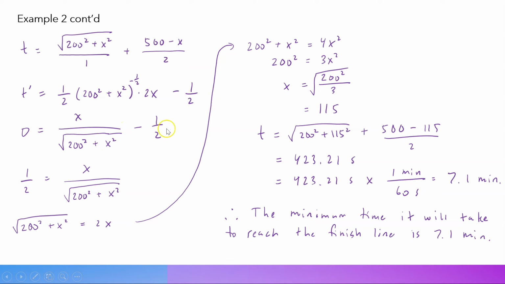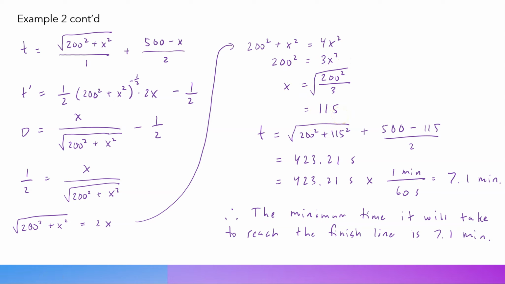The next step is to move the negative 1/2 over. Once we get the derivative, we set it equal to 0 to find critical values. So I moved the 1/2 over, I then cross multiplied, and then to get rid of the radical, the square root, I squared both sides. So I ended up with 200 squared plus x squared is equal to 4x squared. I then moved the x squared over to the other side. I got 200 squared is equal to 3x squared. And then solving for x, I ended up getting 115.